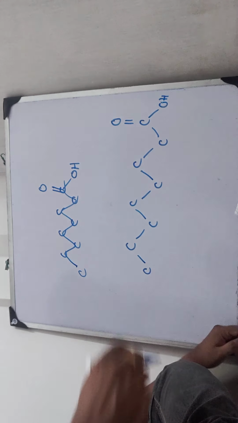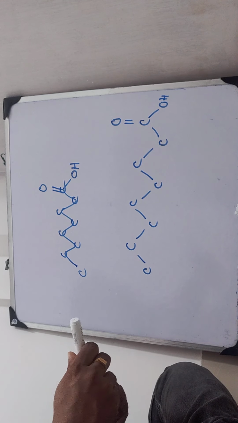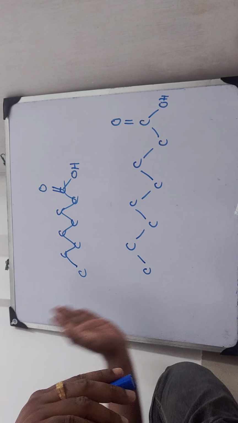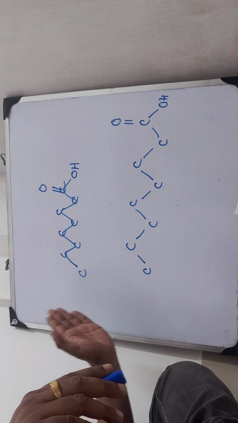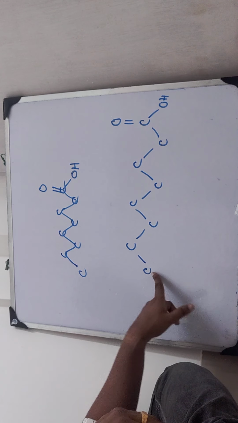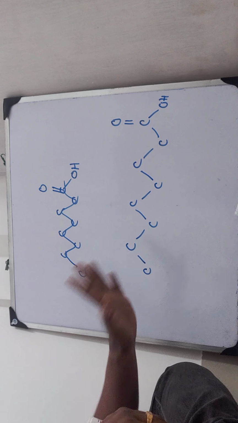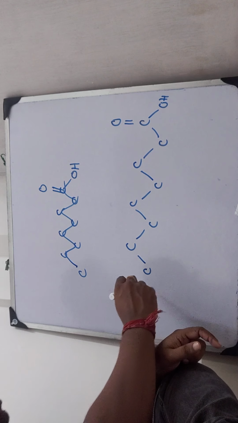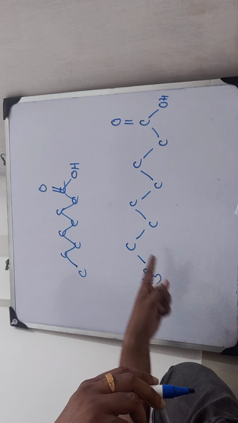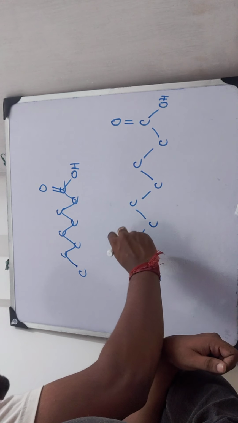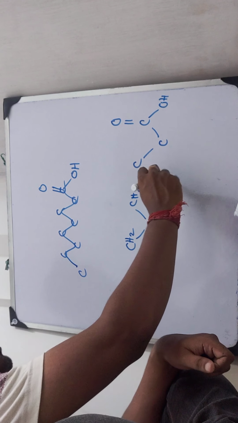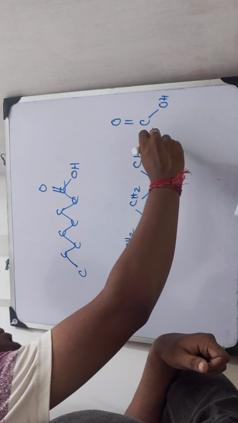Now what we will do? The thing that we are going to do is satisfy the tetravalency of carbon by hydrogen atoms. See, this carbon has made only one bond. It means three hydrogens can be placed here. Why? Because carbon can make four bonds at a time. This carbon can make two bonds.